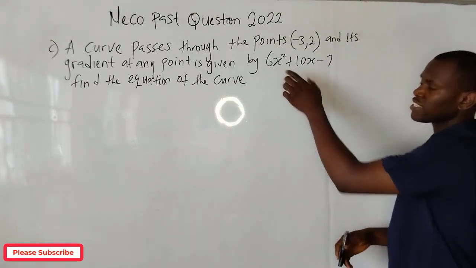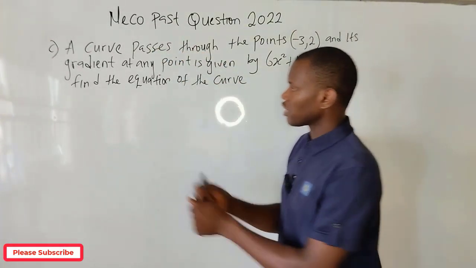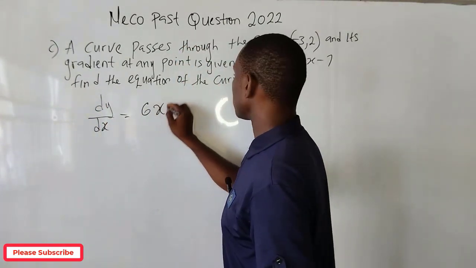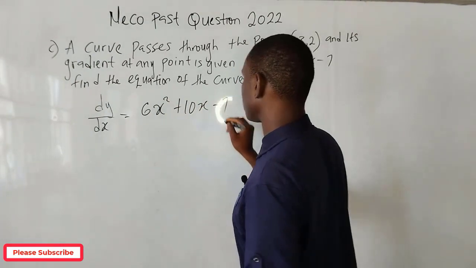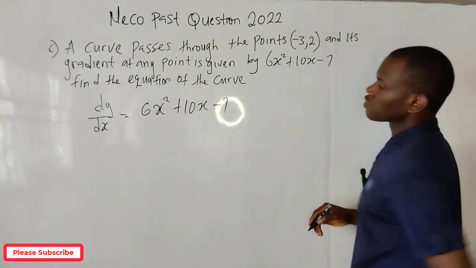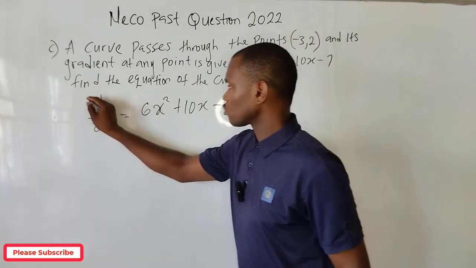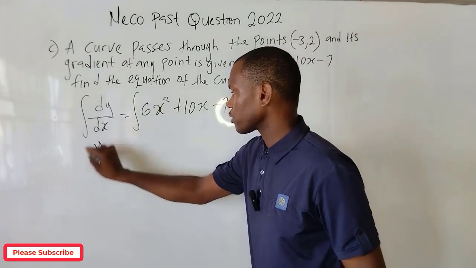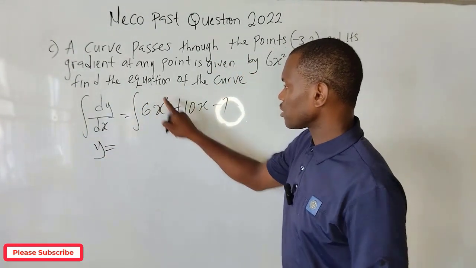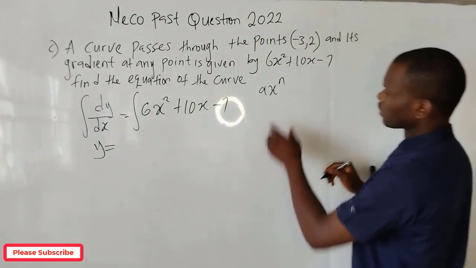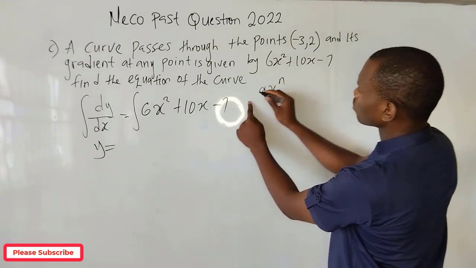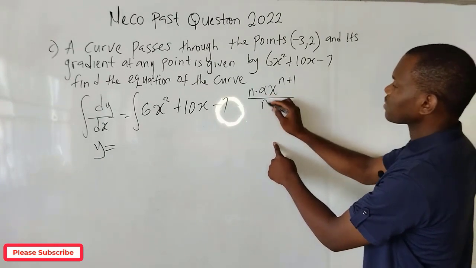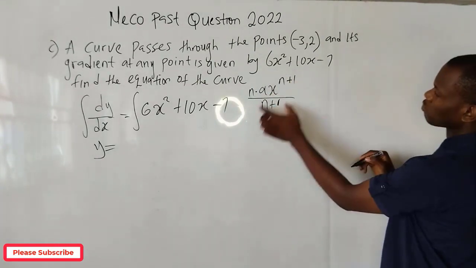Since this is a gradient, it is the derivative of a curve. Therefore, we say dy/dx is equal to 6x squared plus 10x minus 7, since it is a derivative. So what we do is integrate both sides to get the equation of the curve. If I integrate dy/dx, I will have y equal to, integrating here, if I have ax raised to power n and I want to integrate, n will add 1 and come down as my denominator. This power will come down as my denominator.